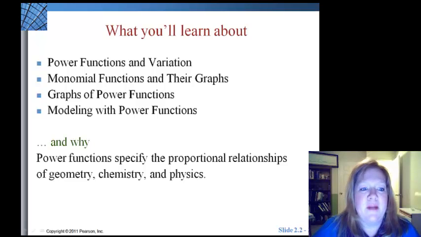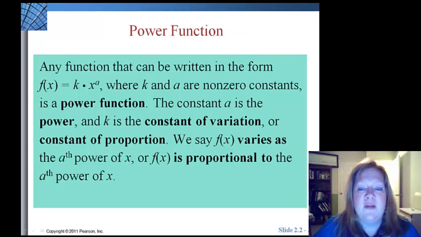So we're going to be talking about power functions and variations. If you had a good algebra teacher, they taught you that y varies directly with x just means y equals k times x, where k is some number. Well, that's about the same for this. So power function, we'll get to the first definition, it's any function that can be written in the form f of x equals k times x to the a. And the big thing here is that k and a have to be non-zero constants. That just means they have to be some number other than 0.